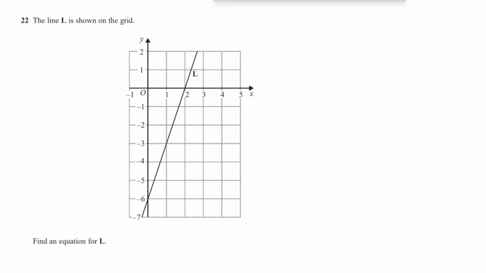Welcome to this question from 2018 on a foundation paper, paper 2. The line L is shown on the grid, seeing as it's a diagonal line. Find an equation for the line L.